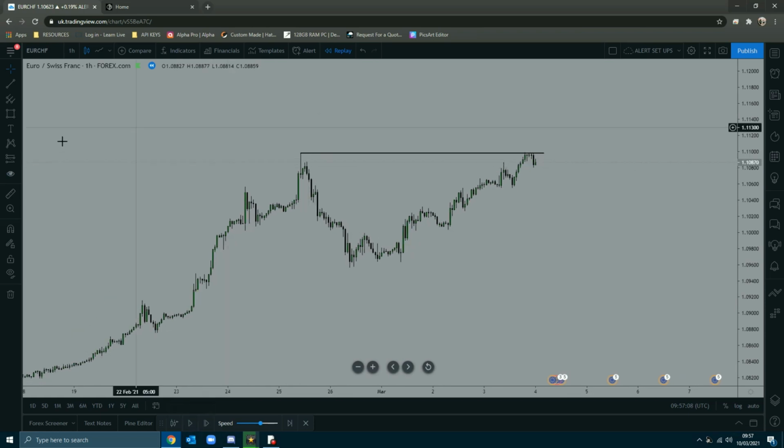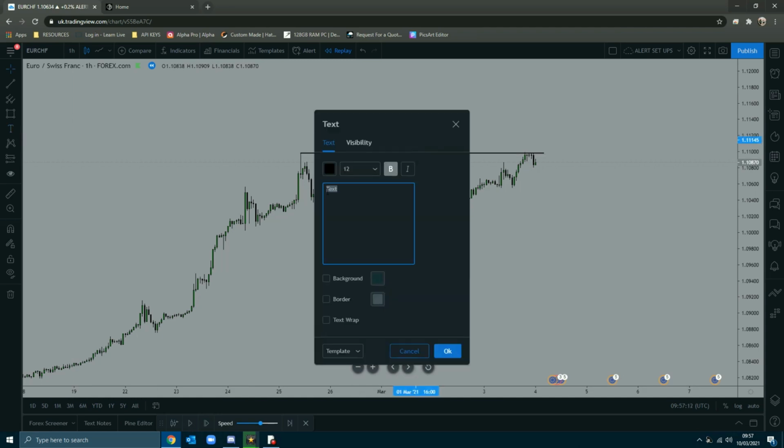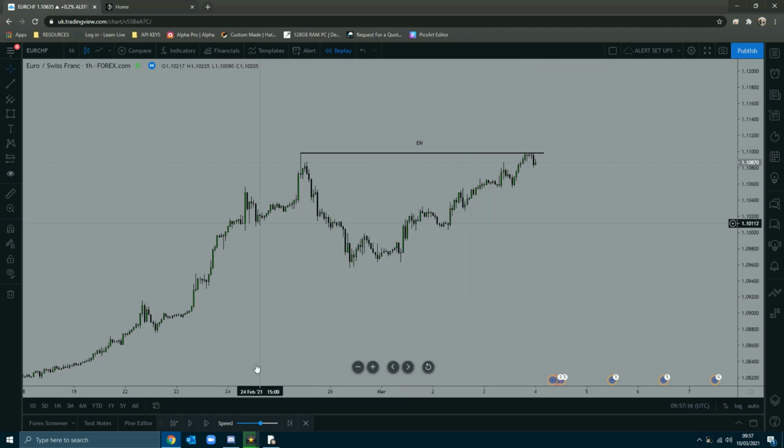Okay, so we've got equal highs there. Okay, I'm going to mark it up exactly as we do in the group, and as we want you guys to follow the terminology. So equal highs there. Okay, what we're looking for next, we're looking for a run through the stops.